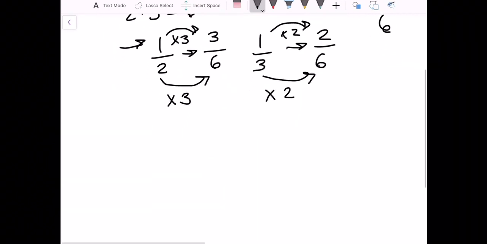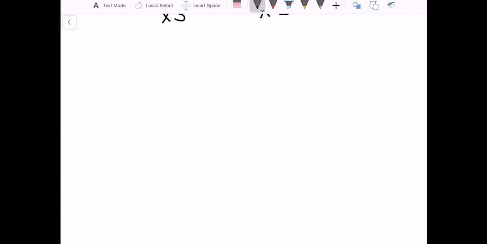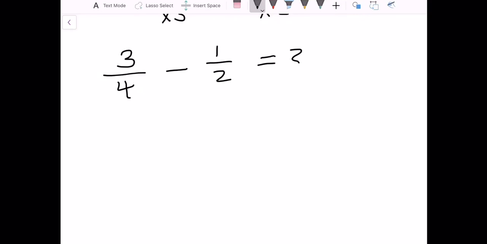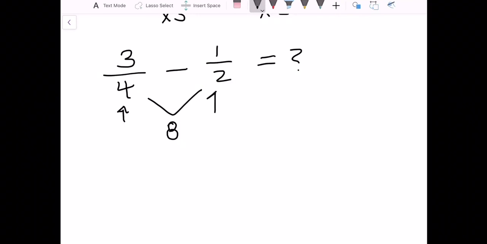Now, with subtracting, it's very similar. So we're going to take 3/4 minus 1/2 equals question mark. So again, we're trying to find out what these numbers subtract to. Like I said, you can always multiply the two denominators to get a common denominator, which will be 8. But in this example, you can see that 4 goes into 4, and so does 2. So that will be your lowest common denominator.